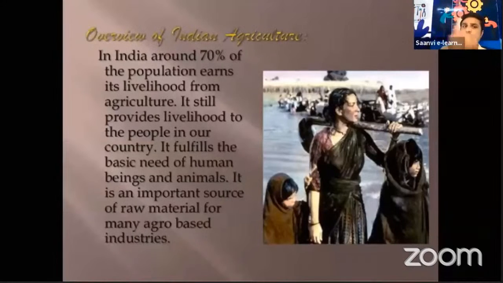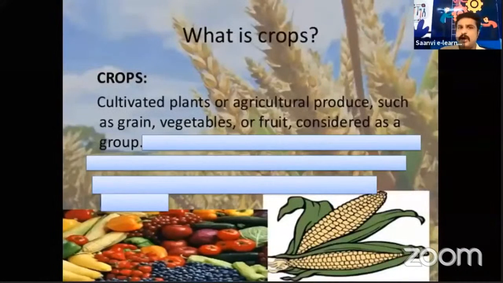Yes. So that is all about this, and coming to the entire topic, before that, what is a crop? Cultivated plants or agriculture produce such as grain, vegetables or fruits, considered as a group. Generally, crop is just a term. Crops are the agriculture products, nothing more than that. Cultivated plants or agriculture produce we generally call crops. That's enough.